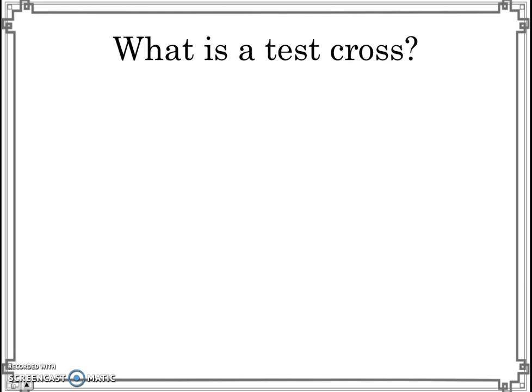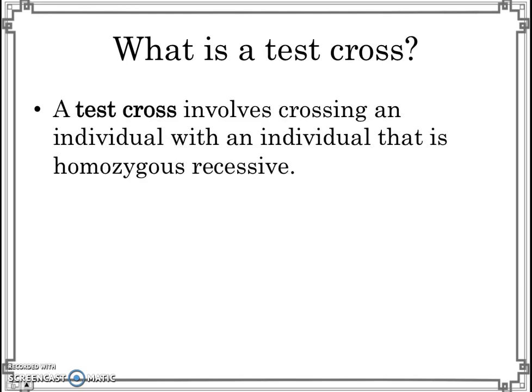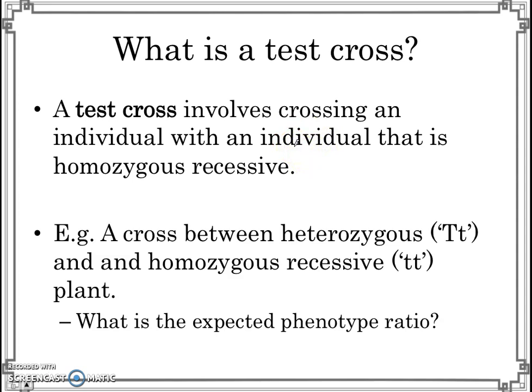Well, a test cross is basically a genetic cross. It is when you cross an individual that you are testing. So if I'm interested in what is this individual's genotype, then I will cross this individual with an individual that is homozygous recessive. So for example, I might cross a tall plant that is heterozygous with a short plant that is homozygous recessive, and then I'll look at what is the phenotype of the offspring which is produced, what is the ratio of the offspring produced.